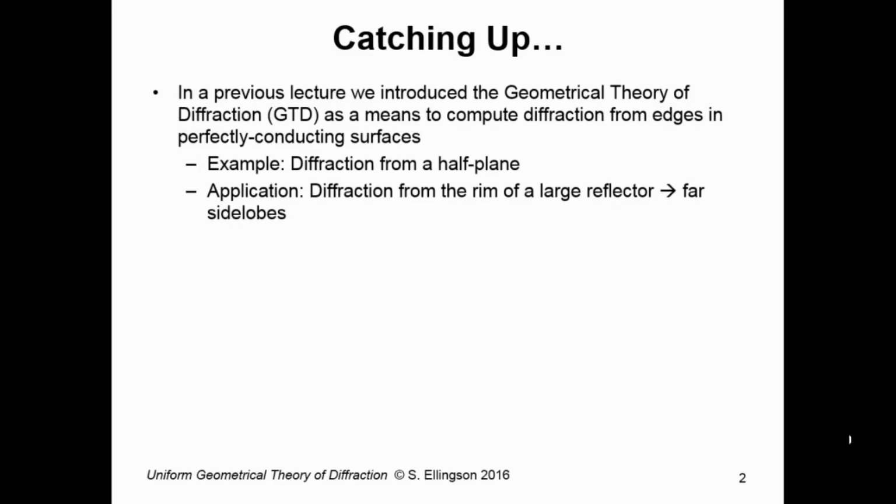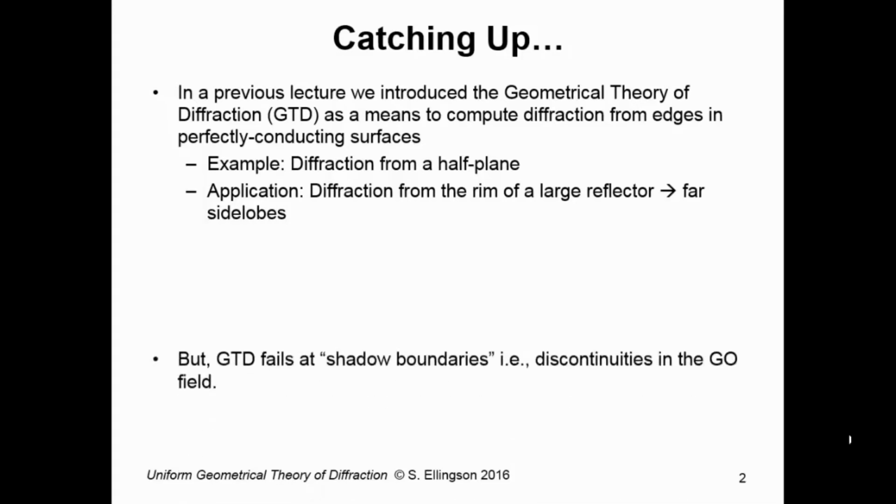So first, let's reacquaint ourselves with what's been going on previous to this lecture. In a previous lecture, we introduced the geometrical theory of diffraction, or GTD, as a means to compute diffraction from edges in perfectly conducting surfaces. The example I provided was diffraction from a half plane, and the application is diffraction from the rim of a large reflector, so that we could determine the far side lobes, for which we really don't have another technique available.